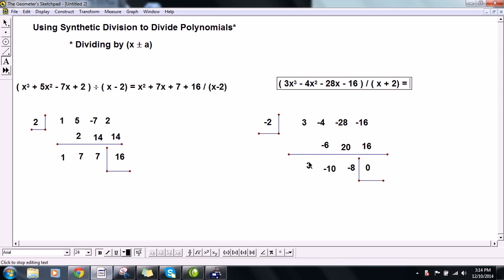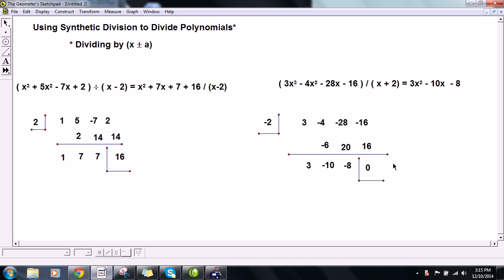So it's going to be 3x squared. Right, the 3 is the coefficient of my leading depressed quadratic coefficient, minus 10, right? That's a coefficient of my next term, which is 10x, minus 8, which is my constant. Okay? Right. So note the similarities. Note the difference in that if I have a 0 remainder, it means it divides evenly.